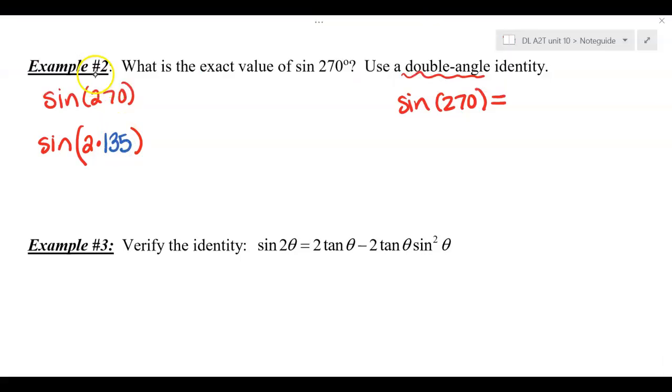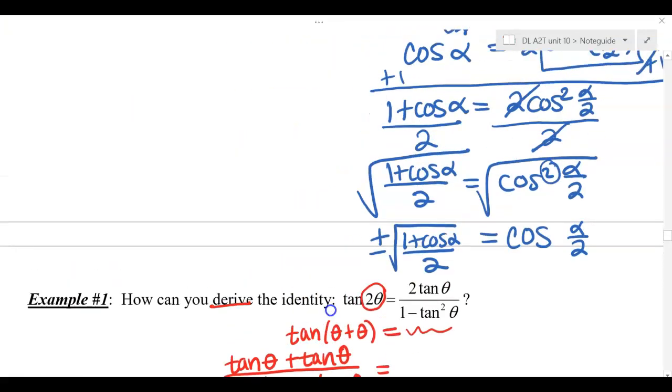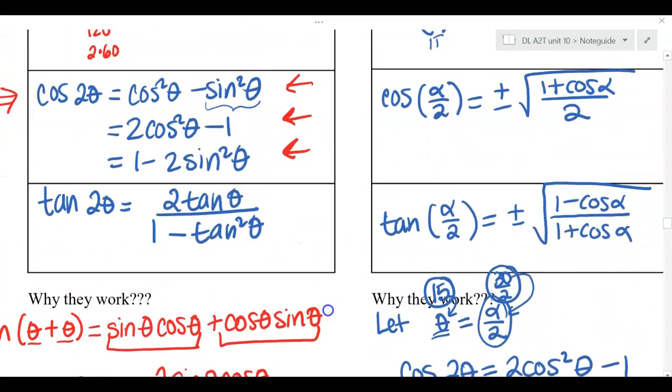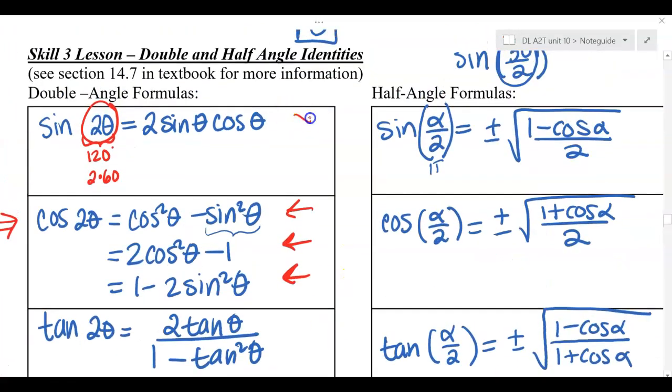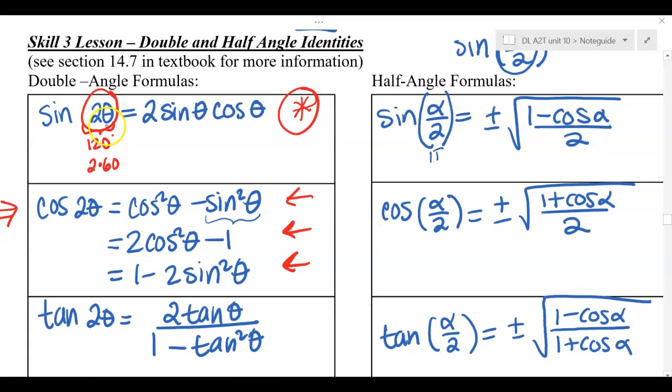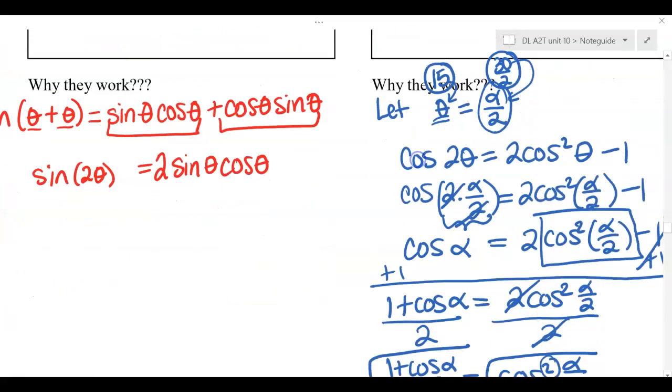So what this means is we are calculating something about 270, but instead of going straight to 270, we're going to use this double angle identity. For sine, we're using this one. And the angle we're going to be plugging in is not 270, because this whole thing is 270. Instead, we're thinking of 270 as 2 times 135. So the number we're using in these slots is going to be that 135.